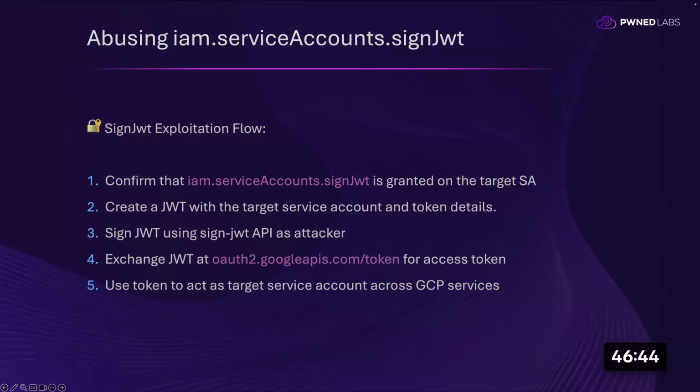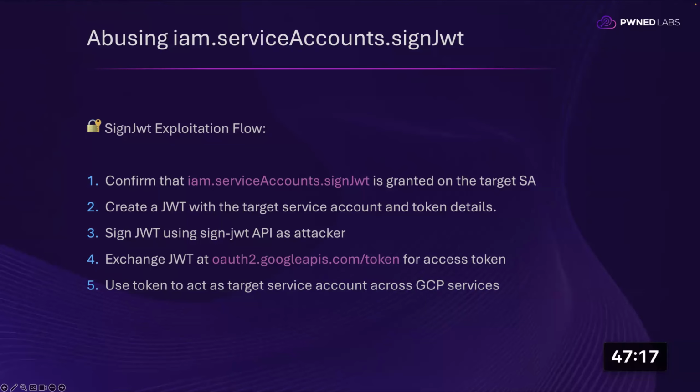So the next step is to create a JWT with the target service account and token details. We then need to sign the JWT using the signed JWT API as the attacker. We can then exchange this signed JWT at oauth2.googleapis.com/token for an access token. And we can then use that token to act as a target service account across GCP services.